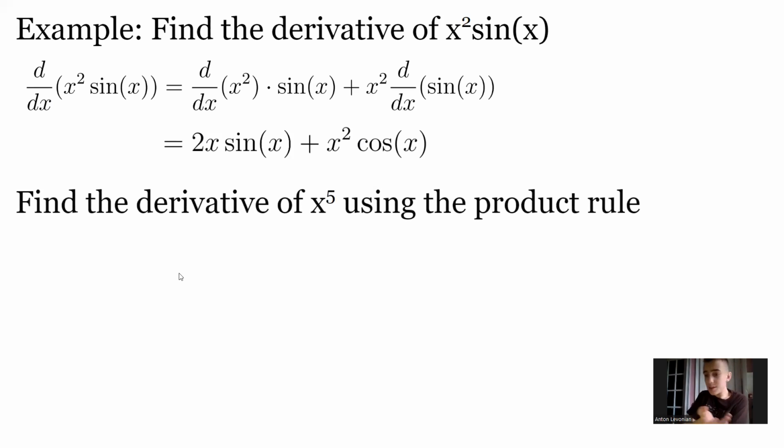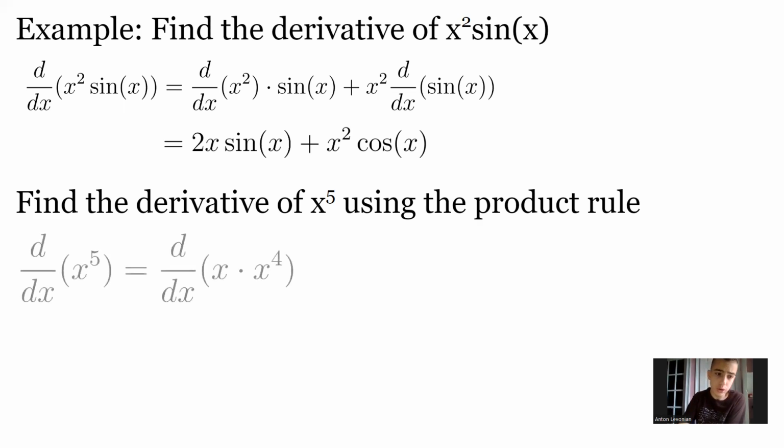Now, it seems kind of like a silly example. This should seem like a silly example because we already know how to find the derivative of x to the 5th using the product rule. Oh, sorry, using the power rule. It's sometimes hard to get those two not mixed up. We already know how to do this using the power rule, but now it's asking us to do this using the product rule.